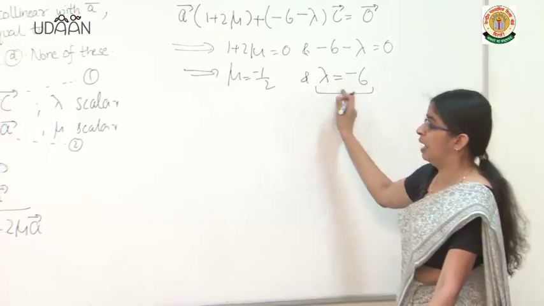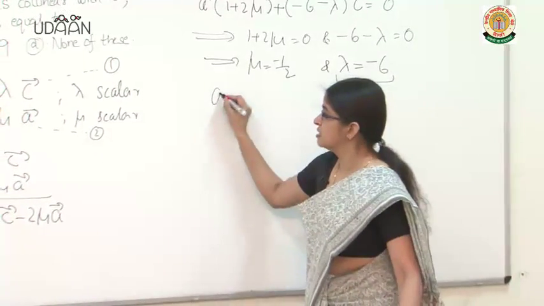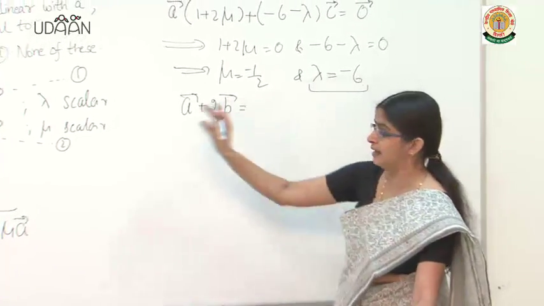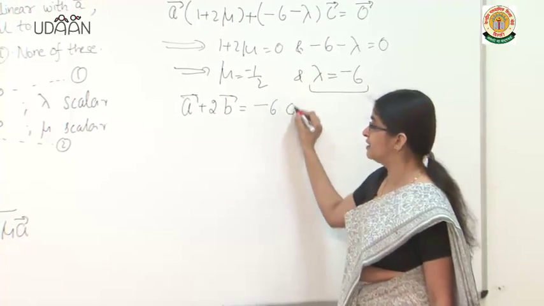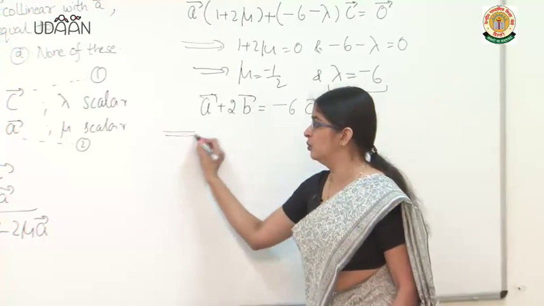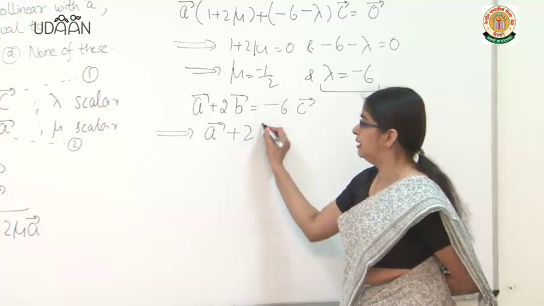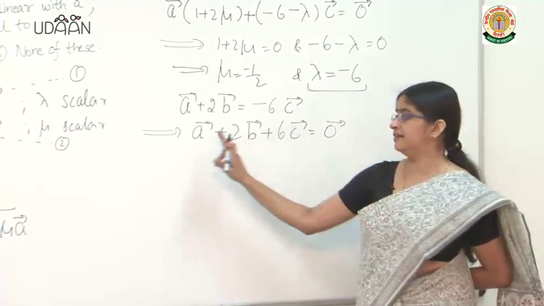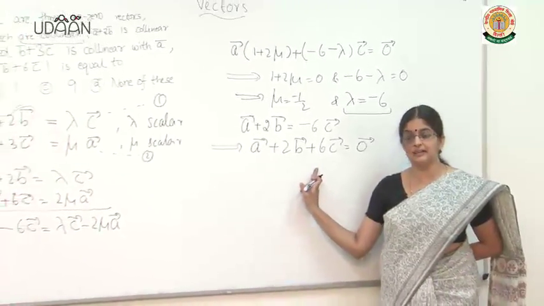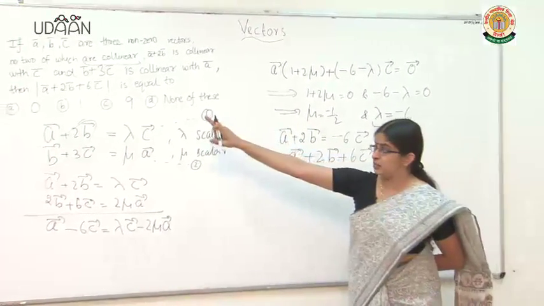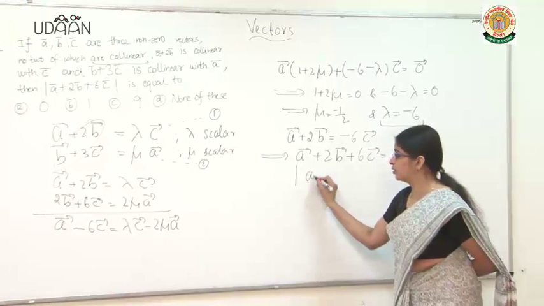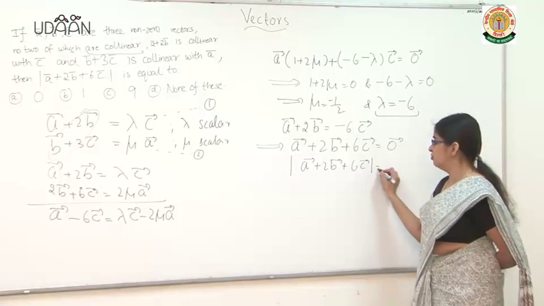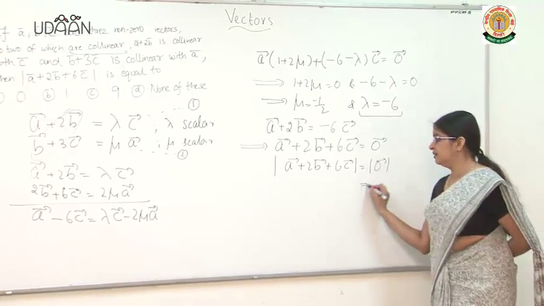Let us put the value of lambda in equation number 1. We get A plus 2B equal to lambda C. Lambda is minus 6, put the value there. So minus 6 times C, which gives you A plus 2B plus 6C equal to 0. That means A plus 2B plus 6C is a null vector, where we need to find the modulus of this vector, taking modulus on both the sides. Modulus of A plus 2B plus 6C equal to modulus of null vector, which is 0.